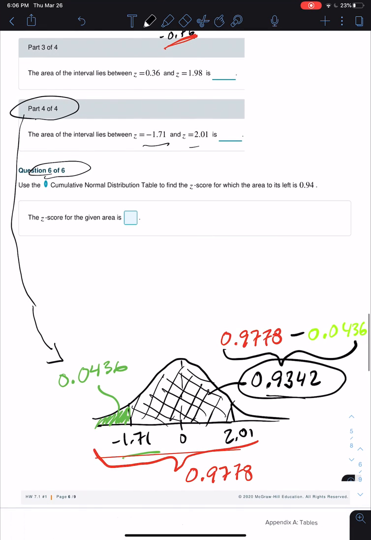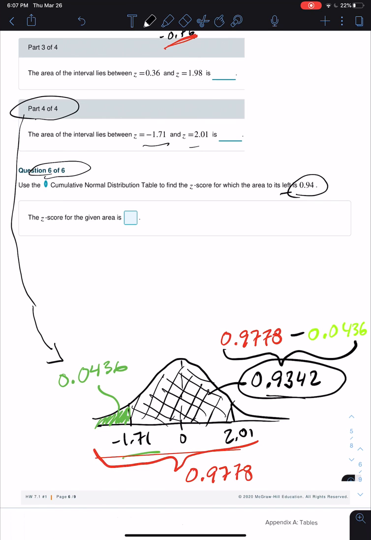Anyhow, number 6 says, use this normal distribution, so use the z-score table, to find a z-score for which the area to the left, that's important, is 0.94. Now, let's think about that. If the area to the left is 0.94, that would be 94%. That is going to be most of the area under the curve. So is that going to be a positive z-score or negative z-score? Well, a z-score of 0 is going to be 0.5. So to get bigger than 0, you have to go to the right, so it's going to be a positive z-score to get a bigger area.